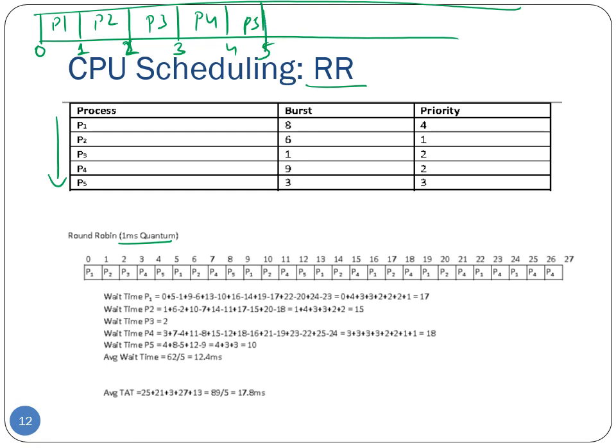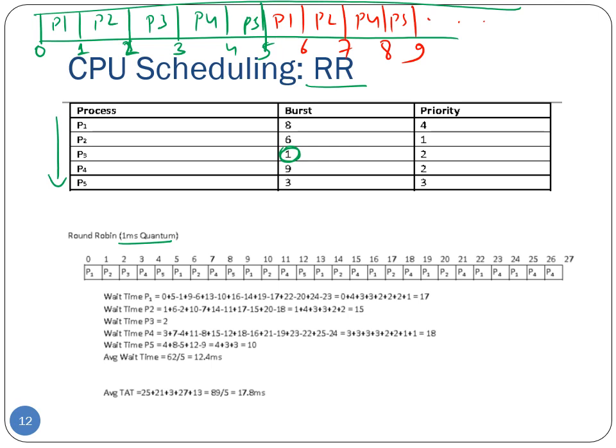Note that P3 just requires 1 millisecond. So at the end of this first round, P3 will finish. So in the second round, we'll just have P1, which would be starting at 5, ending at 6. Then P2 would start at 6 and be preempted at 7. P3 has finished, so P4 would go next. It started at 7, preempted at 8, and then P5 would start at 8 and be preempted at 9. So this is the second window, and this continues until all the processes finish.